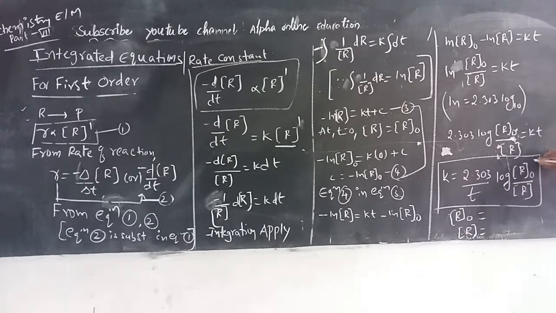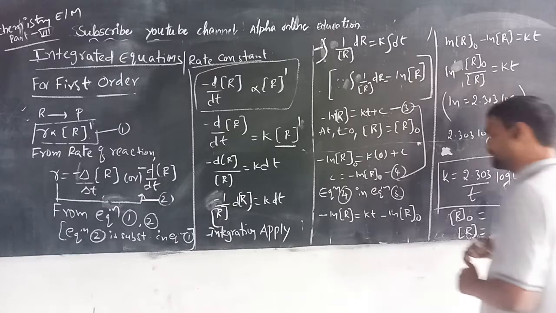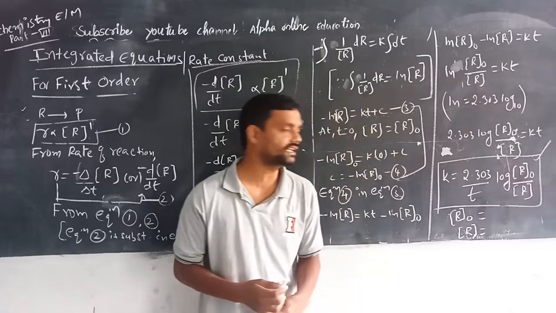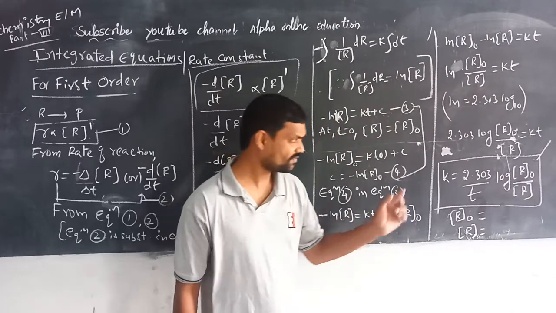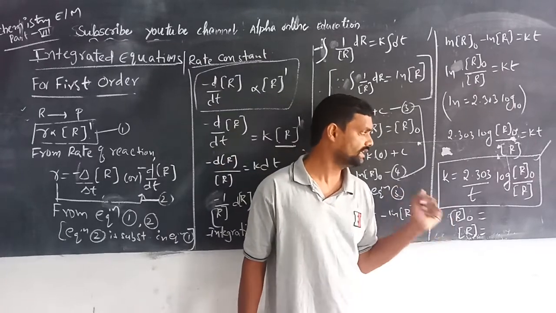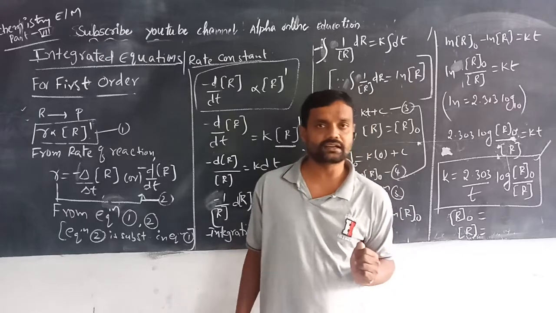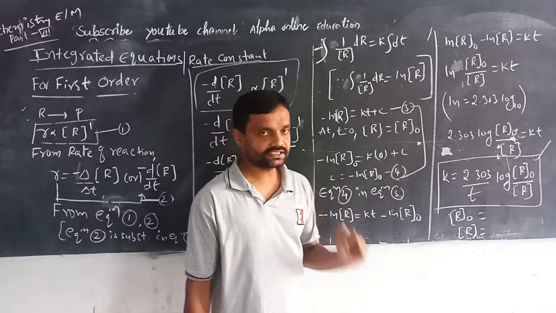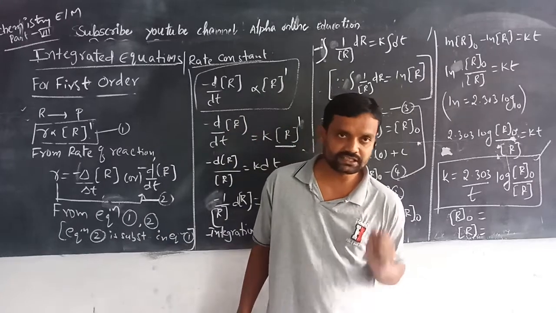So this is the first order equation, the rate constant equation for first order, nothing but the integrated equation for first order. What is that? K is equal to 2.303 by T log R naught by R. This is the integrated equation or rate constant equation for first order.